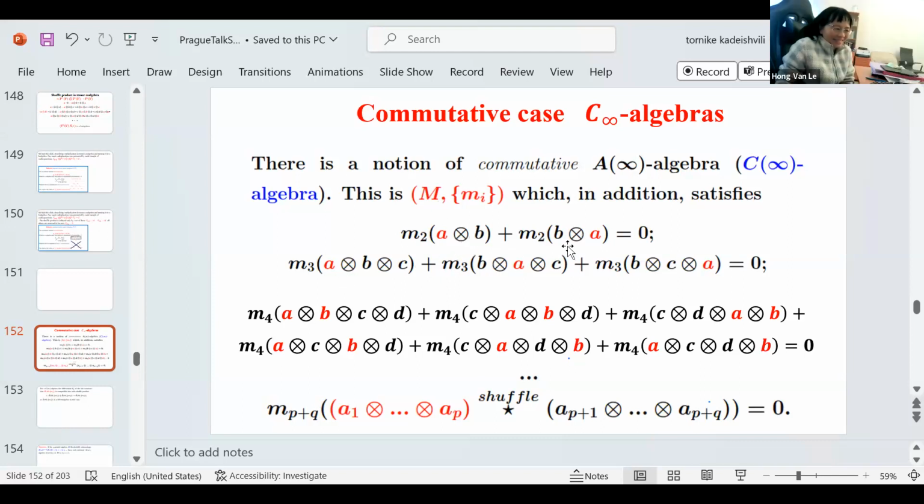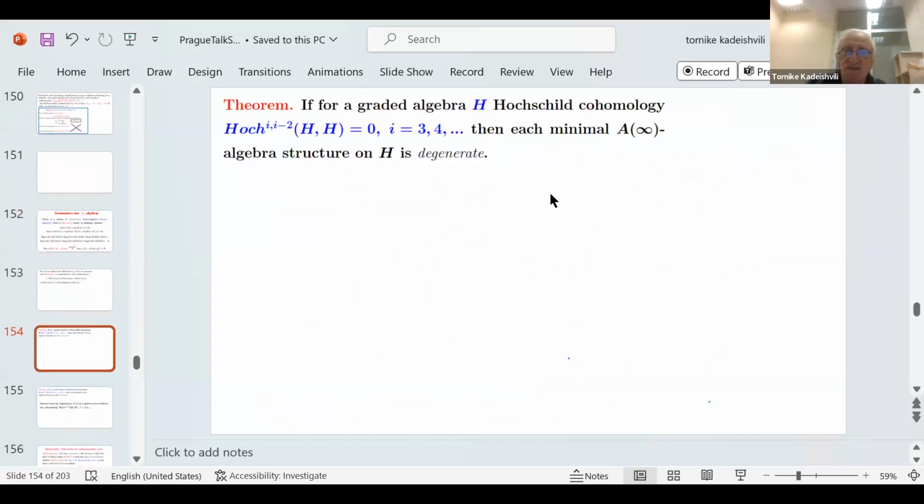M2 is commutative, if I send it. M3(a,b,c), M3(b,a), M3(a,b,c) is zero, M4. So a commutative infinity algebra is such an infinity algebra.